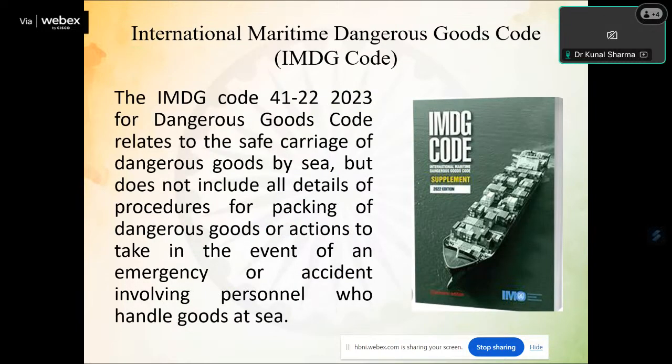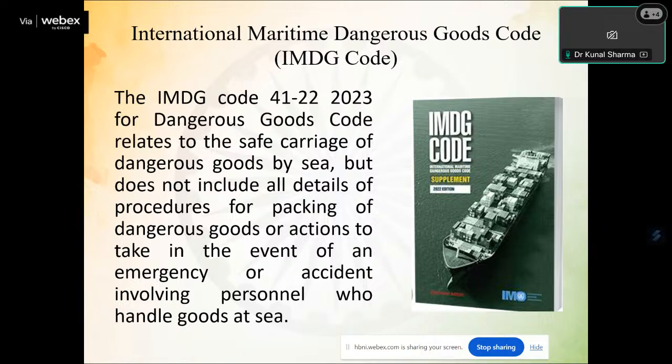Next, after the GHS, we will move on to the International Maritime Dangerous Goods Code. Again, it is a very big and important code. The IMDG Code relates to the safe carriage of dangerous goods by sea, but does not include all details of procedures for packing of dangerous goods or actions to take in the event of an emergency or accident involving personnel who handle goods at sea.